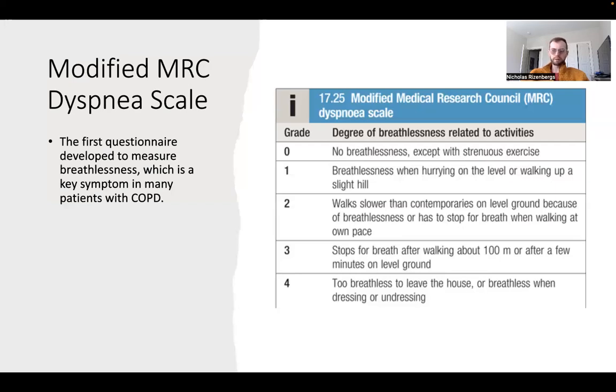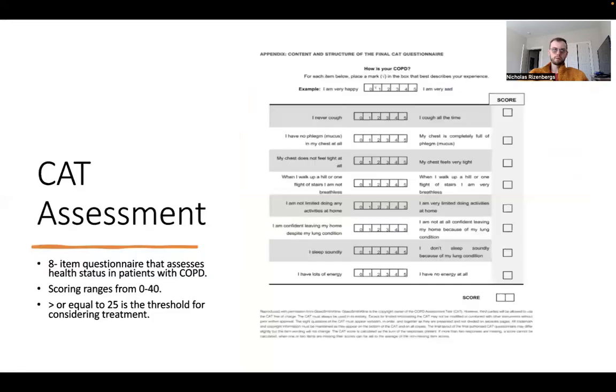Four, which is the worst or most progressed stage, is too breathless to leave the house, or breathless when dressing or undressing. So that's even further into everyday activity being impeded by my breathlessness. I have a hard time getting out of bed, brushing my teeth, putting on my clothes, going to the restroom. It's all those daily activities. I don't even leave the house because of how out of breath I am, because it's an issue.